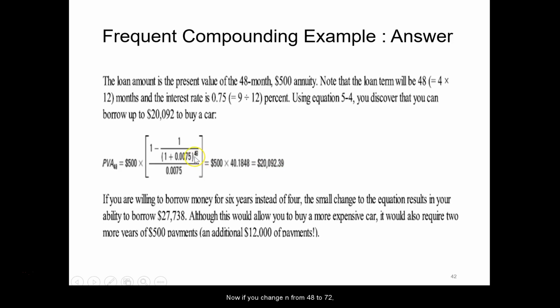Now, if you change N from 48 to 72, 72 being 72 months, because now we are looking at 6 years, then the present value, instead of being $20,000, will be $27,738. So the idea is pretty simple. If you are willing to make 2 more years of payments, you can afford a little bit more expensive car, because the present value of this loan is higher. That means the principal of your loan can be a little bit higher.